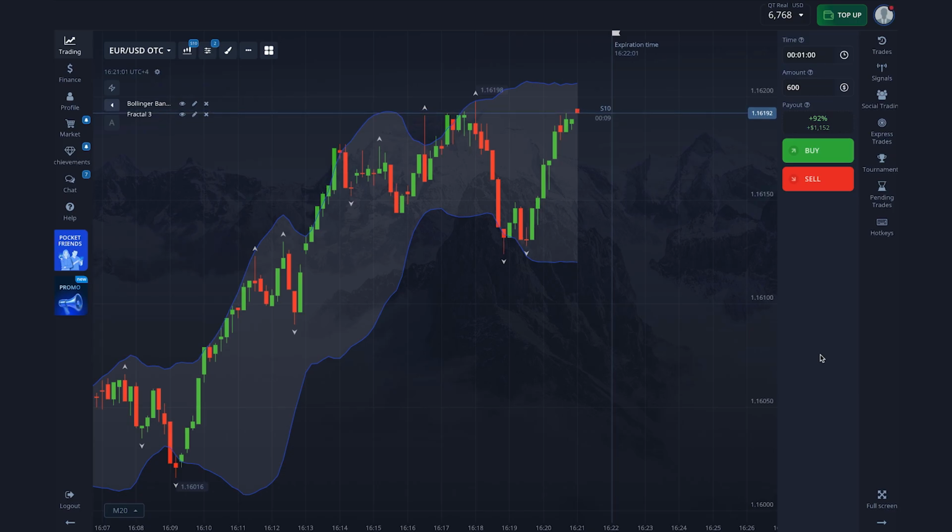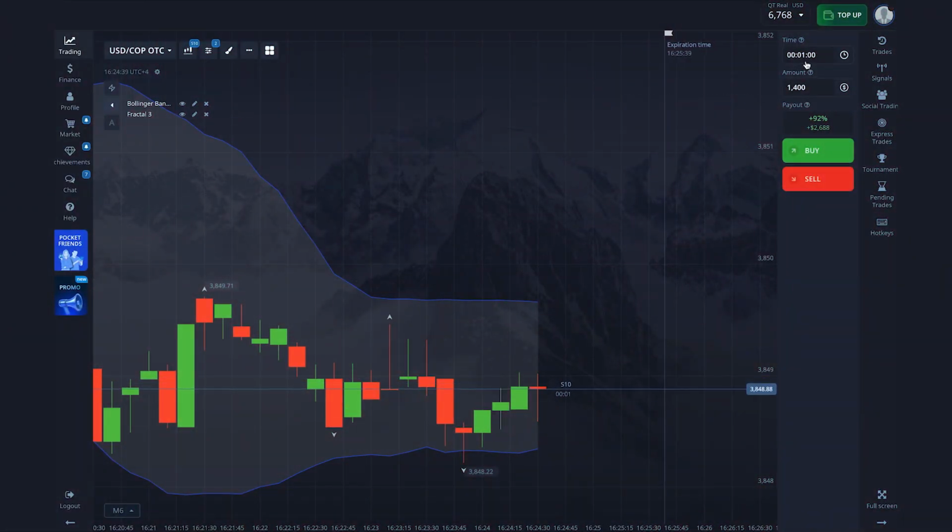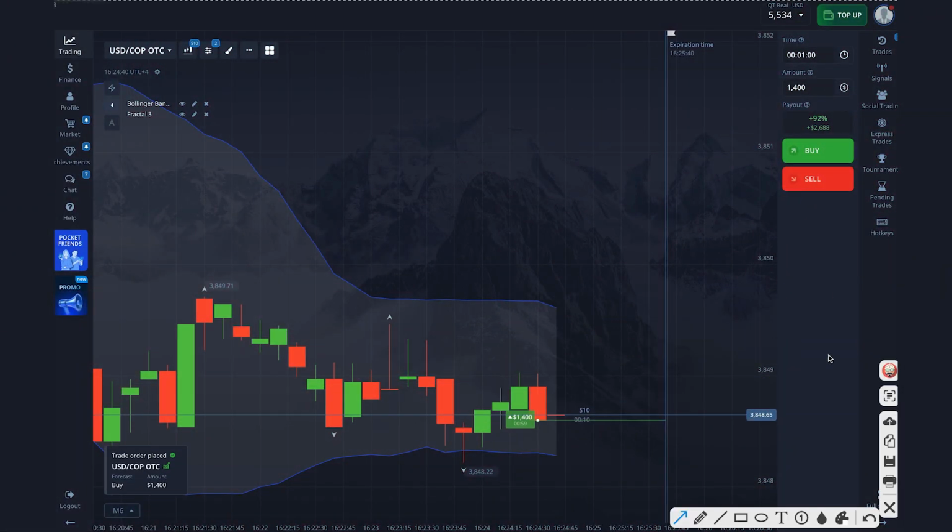Let's move on to the next situation. A new signal is forming. With an expiration of 1 minute, I open a buy trade for $1,400. The chart is currently showing sideways movement. The price is moving within a narrow range and seems to be accumulating energy before the next impulse. Such moments usually herald a strong breakout when the market emerges from consolidation.